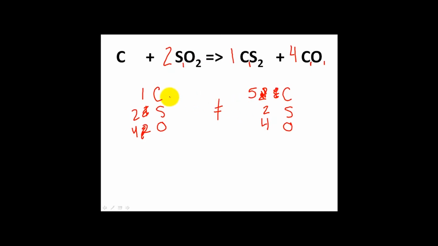On the other side, I need to make sure I have 5 carbons as well. And right now I only have 1. If I put a 5 in front of here, 5 times 1 gives me 5 atoms of carbon. So really what I have here is that 5 atoms of carbon are going to react with 2 molecules of sulfur dioxide to produce 1 molecule of carbon disulfide and 4 molecules of carbon monoxide. Once again, key in on which element, if any, appears very frequently, and balance it last. The one that's used most frequently should be balanced last.